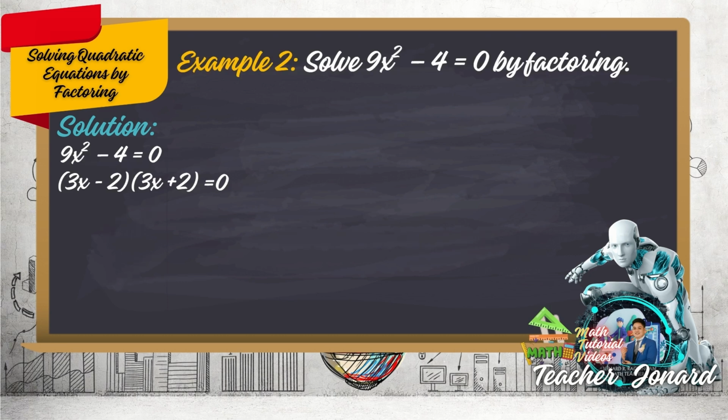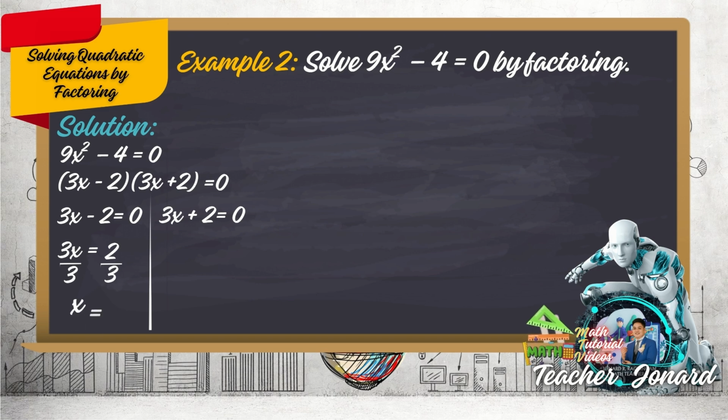Step 3. Apply the zero product property. Now, set each factor equal to 0. We have 3x minus 2 equals 0 or 3x plus 2 equals 0. Step 4. Solve each equation. For the first equation, 3x minus 2 equals 0. To solve for the value of x, add 2 to both sides applying addition property of equality. We have 3x equals 2. Then, divide both sides by 3. Applying the division property of equality, we have x equals 2/3.